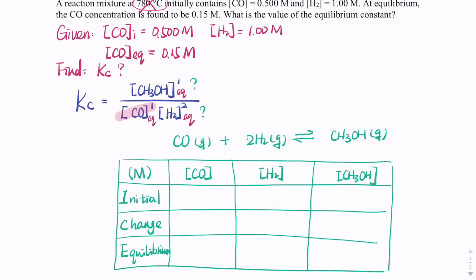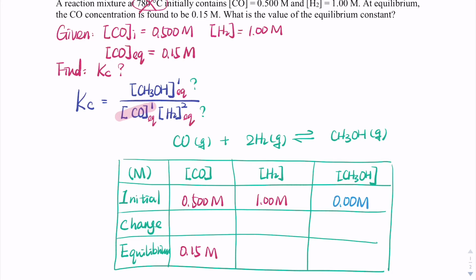Now let's put down the information we already know. We know the initial concentrations 0.5 and 1, and the equilibrium concentration 0.15. Do we know the initial concentration of CH3OH? I think we do. It's 0, because initially you only have carbon monoxide and hydrogen in your container, which means you have 0 of the product. That's implied in this situation.